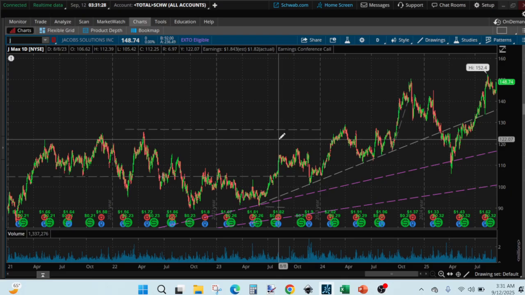So this concludes how we analyze charts of large cap stocks for swing trading purposes using the long option line swing trading strategy.